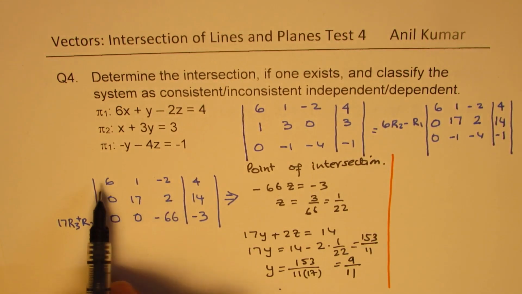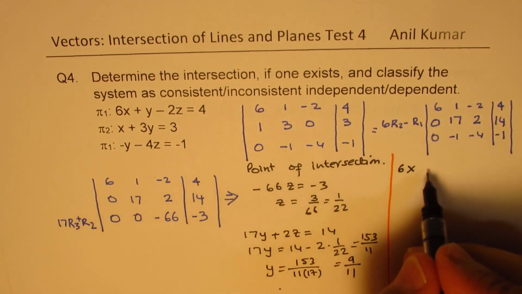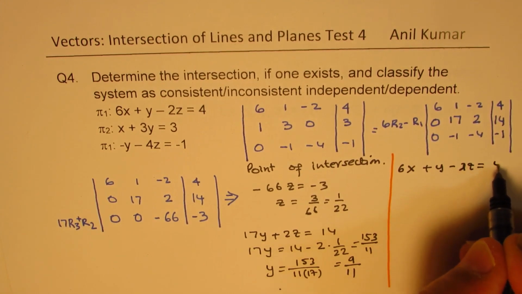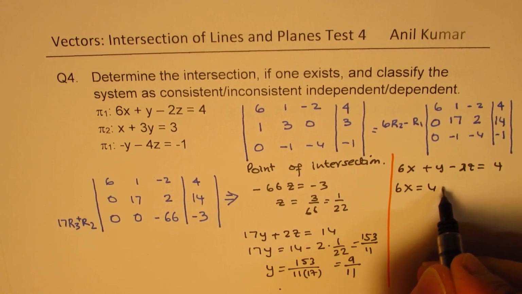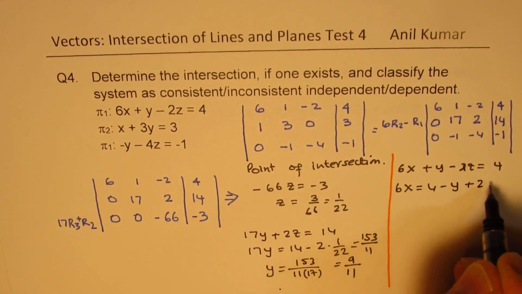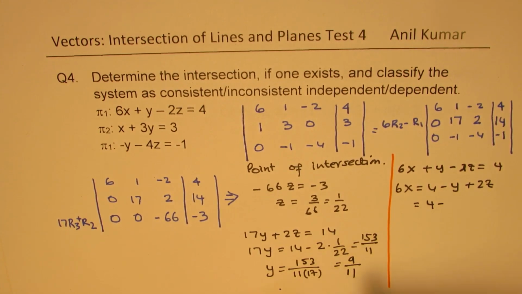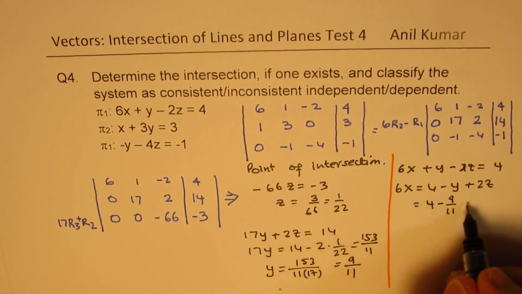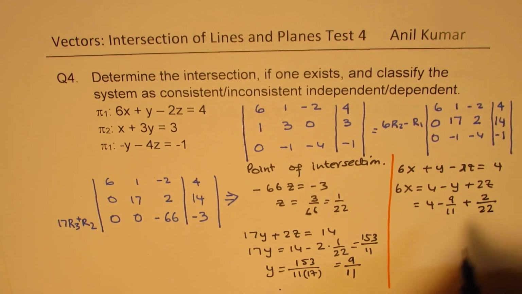Now we have both these values. We can now solve for x. We get 6x plus y minus 2z equals to 4. So we have 6x equals to 4 minus y plus 2z, right? So we have this as equals to 4 minus y value is 9 over 11 and z value is 1 over 22. So we write this as plus 2 over 22, right?